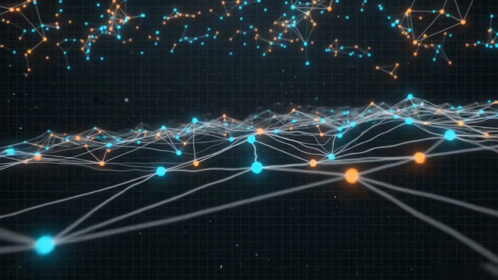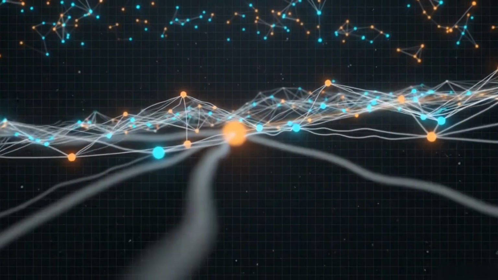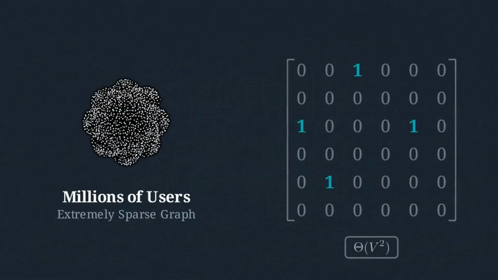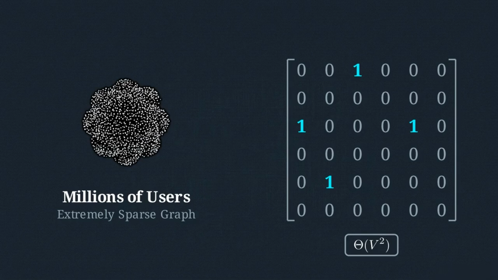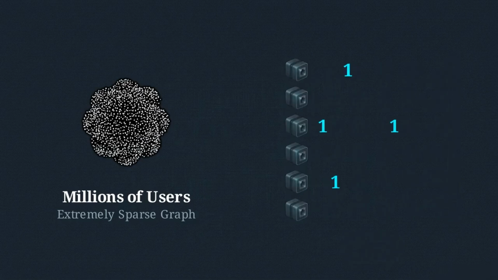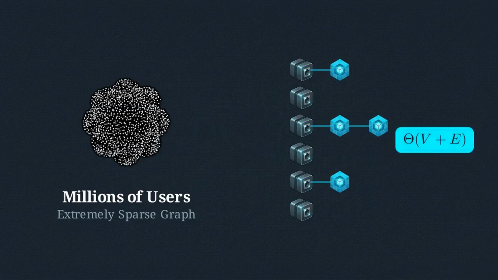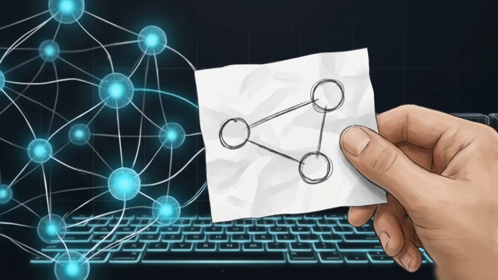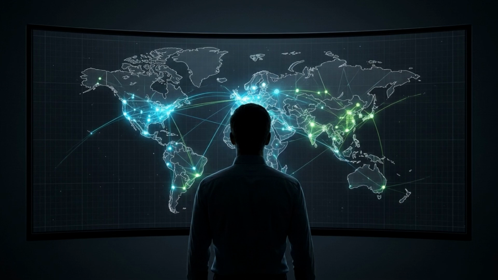But for massive systems like social networks or global routing maps, the adjacency list is the undisputed standard. When you have millions of users, the number of actual connections is tiny compared to the total possible connections. These systems require O of V plus E efficiency to remain functional. This efficiency makes the adjacency list the practical foundation for executing core graph algorithms, from breadth-first search to Dijkstra's. Mastering these mappings moves us beyond static drawings and into the dynamic manipulation of network relationships, the prerequisite for analyzing any complex system in the digital world.